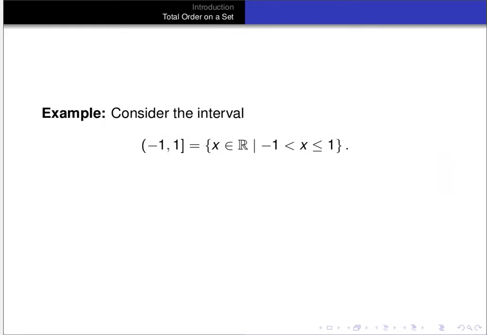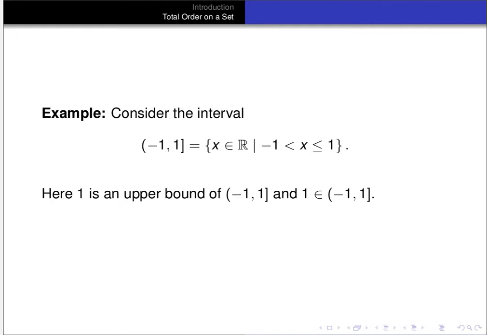All right, so let's consider this interval from -1 to 1, where we do not include -1, but we do include 1. 1 is an upper bound of that interval, and 1 is an element of that interval. Okay.